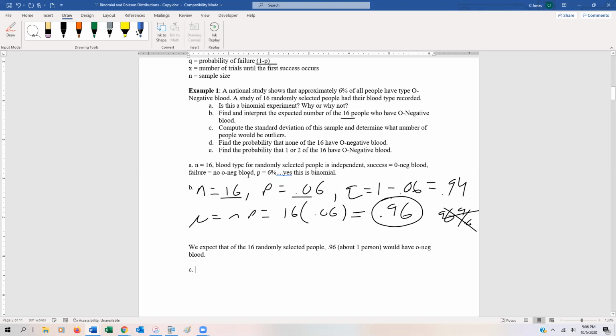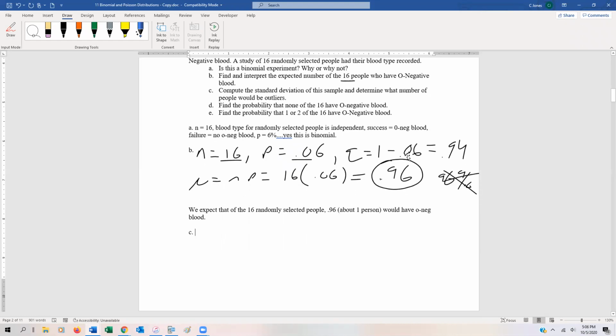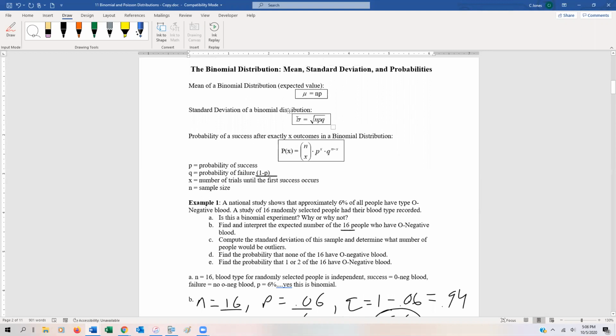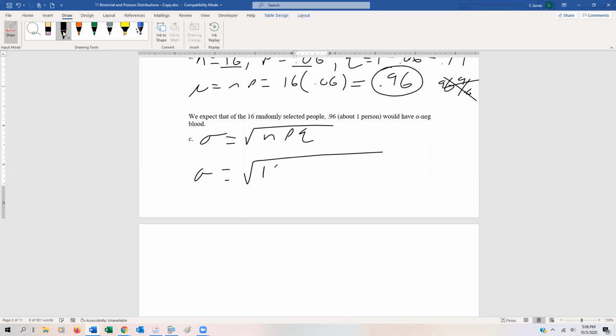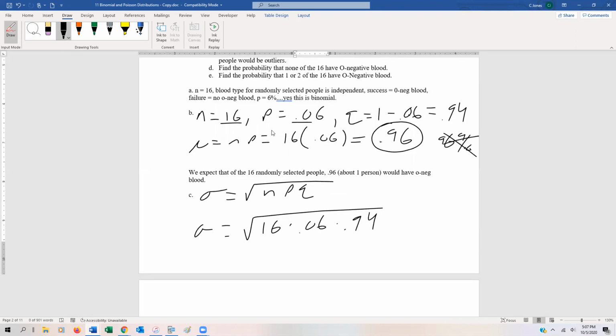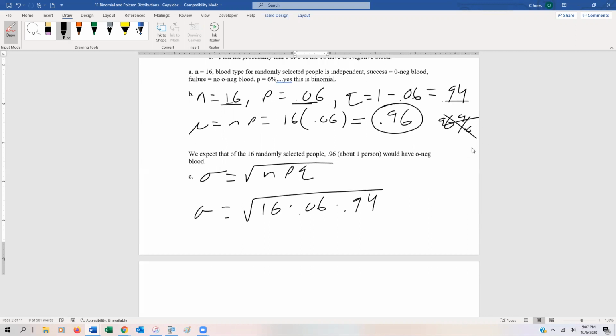Letter C asks us to compute the standard deviation and then determine what number of people would be outliers. So we have our formula. We're going to go back up here. We see our formula is the square root of n times p times q. So sigma equals square root n p q. And we know n is 16, we know p is 0.06, and we know q is 0.94. And how do we know that? Well, we're literate. We just see it right here. We figured it out before. We just substitute that in.